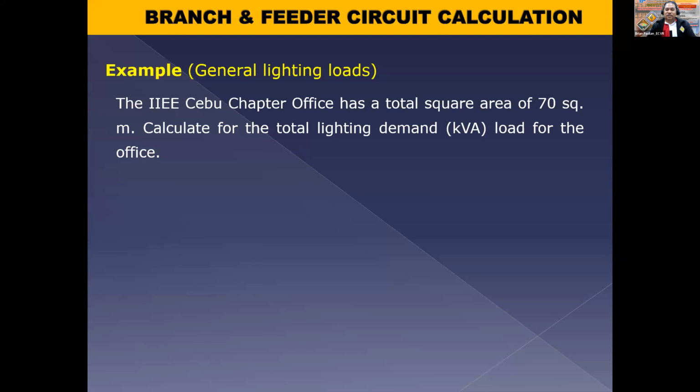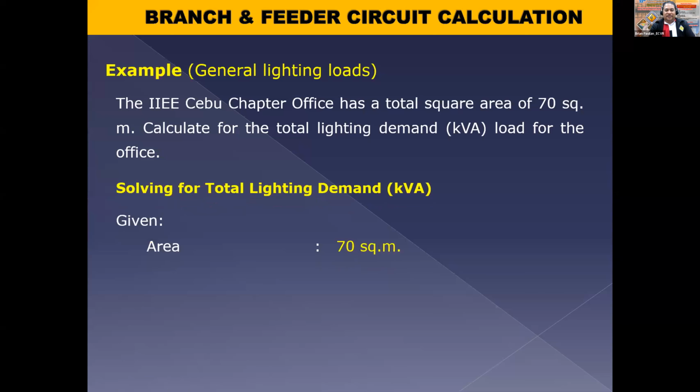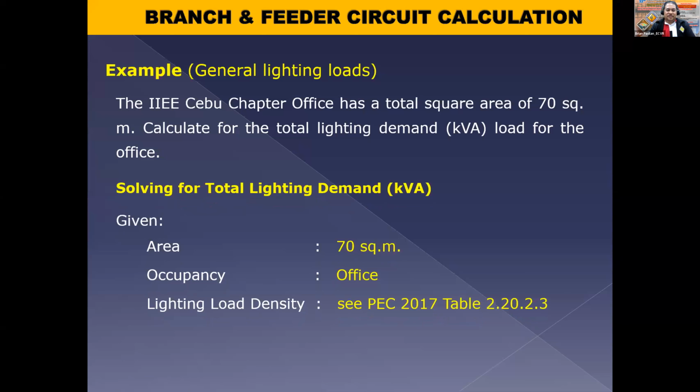So let's calculate first for the total lighting demand, no, for the office. So anong given area? 70 square meters. Anong type of occupancy? It's an office.